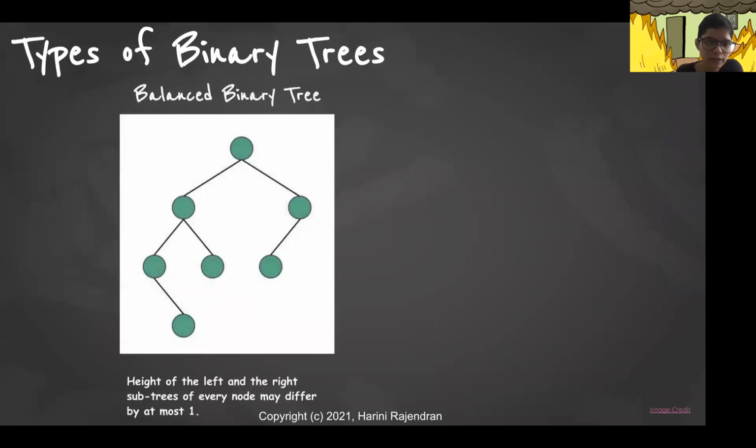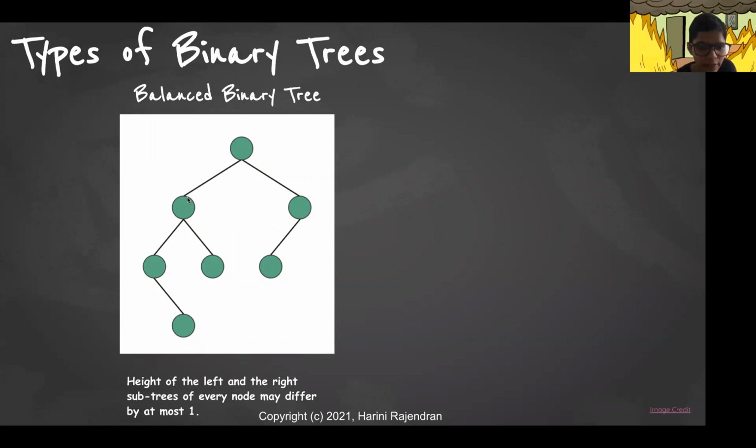And then there's this concept called a balanced binary tree. As I told earlier, the height of a tree is nothing but, if you take all the different paths in a tree, the length of the longest path. So a tree is called a balanced binary tree when the height of the left subtree and the height of the right subtree differ by at most 1.